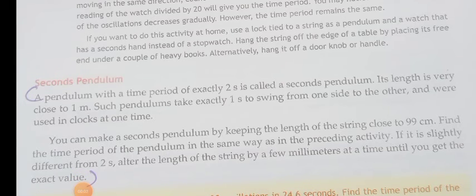A pendulum with a time period of exactly 2 seconds is called a seconds pendulum. Its length is very close to 1 meter. If a pendulum takes exactly 2 seconds to make one oscillation, then we call it a seconds pendulum, and the length is very close to 1 meter. The length of that string hanging the bob is nearly 1 meter.